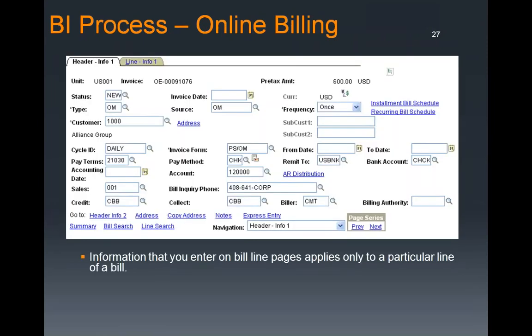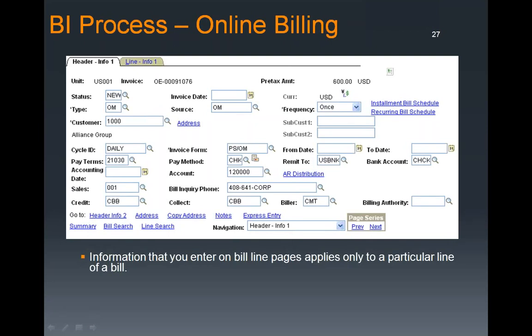Actually, this is a standard bill page. The main bill page is this one. So the first field is business unit, which is 001. When you select business unit 001, whatever defaults you have set up for 001 will be populated. What are the defaults here? Invoice form is a default, cycle ID is a default, terms is a default, and bill inquiry is a default. All those will be populated automatically.